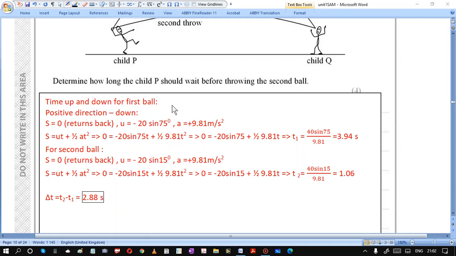Time up and down for the first ball, with positive direction down: because it returns back, s equals 0, and u, the vertical component, will be minus 20 sin 75. We substitute the values, using the idea that s is 0, take t out of brackets, simplify, and we get an expression for time. We do the same for the second ball, and we see the time difference, and we calculate this time difference.